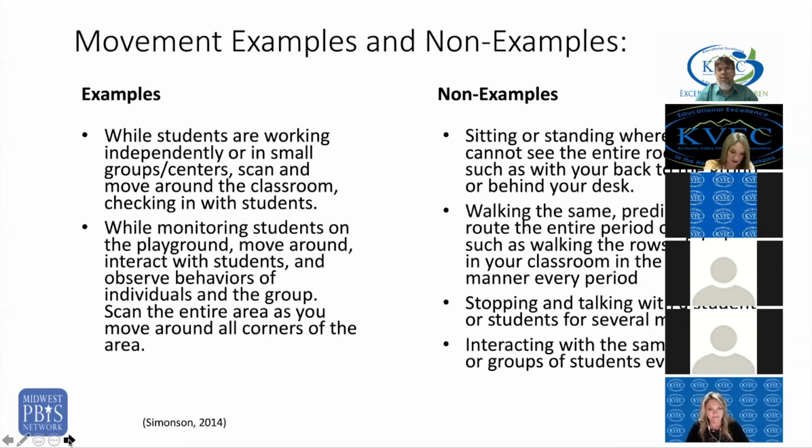Some non-examples are sitting or standing at your desk where you can't see the classroom, or the students can't see you. Walking the same predictable route every time is a non-example of active supervision, because kiddos pay attention to what you're doing. And if they figure out that you walk around the corners at this certain time every day, well, they're going to do expected behaviors at that time. But as soon as you're out of sight, they're going to be getting into things that could cause problems.